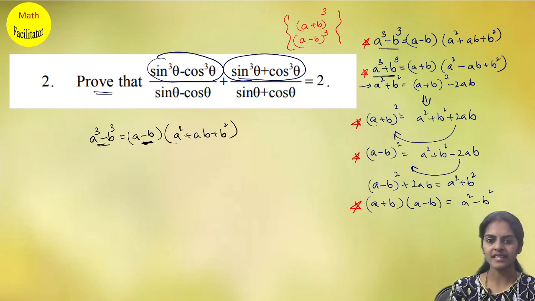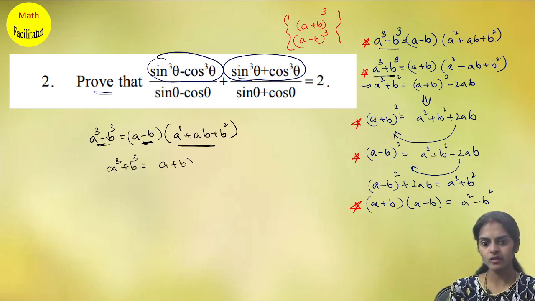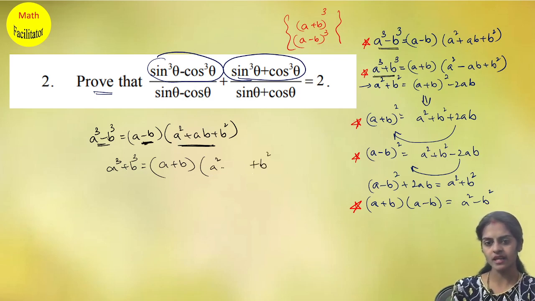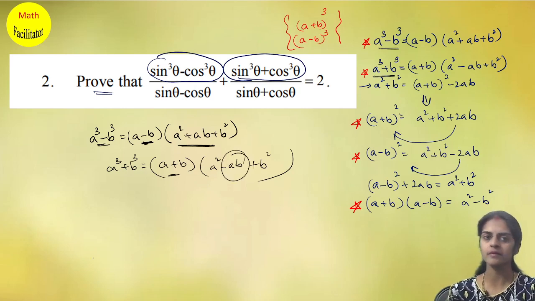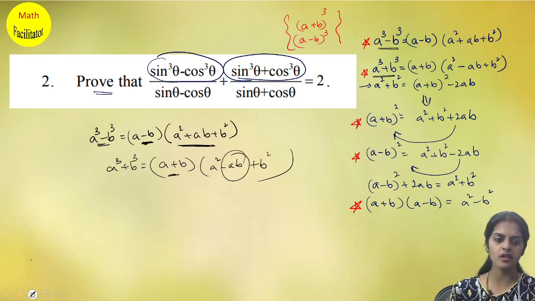So if you are taking minus here, everything here will be plus. a cube plus b cube is a plus b into a square, it will be minus ab here. Here if it is plus, this ab term will be minus. If you are able to remember this much, then you can do the problem.